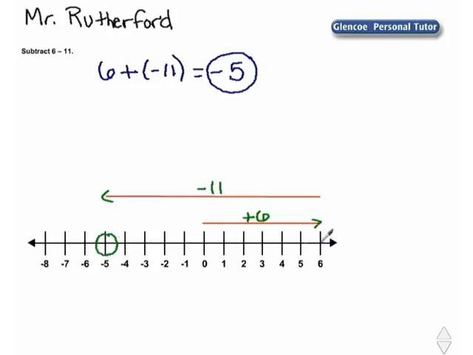So using this check method of our number line, we got the same answer as we did when we changed it to an addition of a negative, which was negative 5.